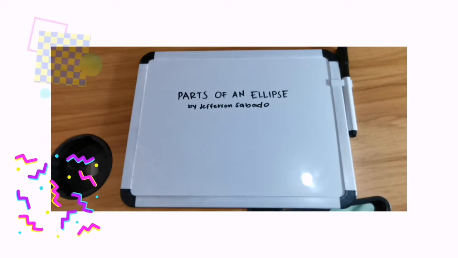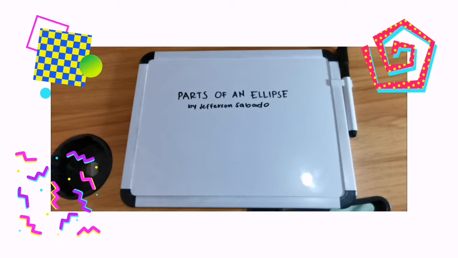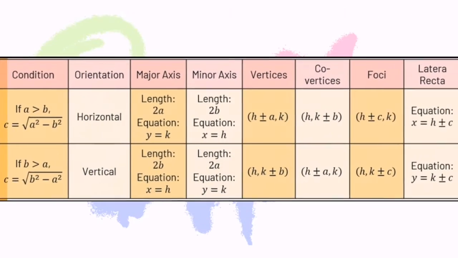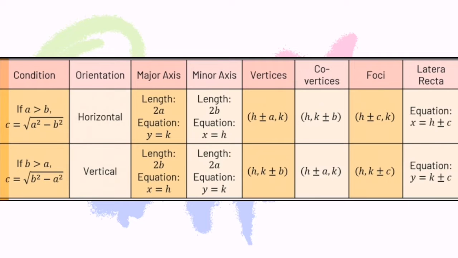Today, my topic is all about how to solve for the parts of an ellipse. To identify the parts of an ellipse, the equation must be in its standard form. It is necessary because the coordinates of the center and the values of a and b can be directly observed in the standard form. The said parts can describe the other parts of the ellipse as shown from the table. To use the table, let's have this problem.